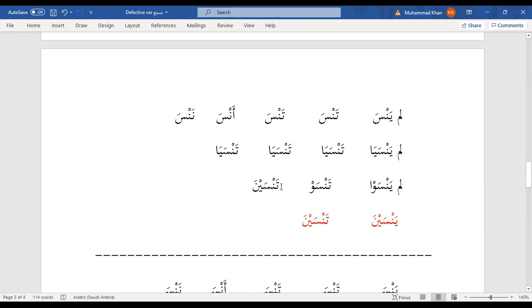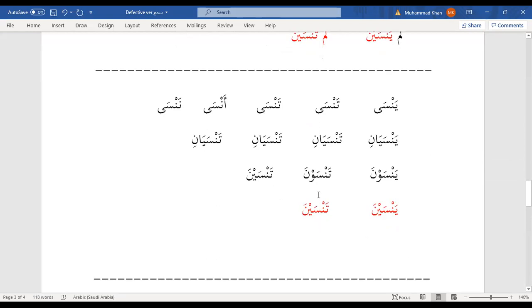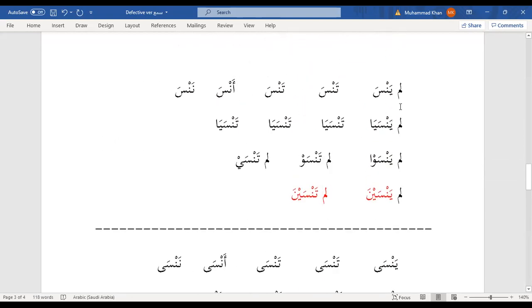And here, as we know, what will happen is the noon gets dropped. So it becomes lam tansai. Lam tansai. So these are the changes. And these 2 we know for the feminine plural. We will put lam over there, but we know that no changes, because they are mabni, and mabni means that they don't accept any change. Okay, so that is when we talk about when we use harf al-jazim, which is lam.